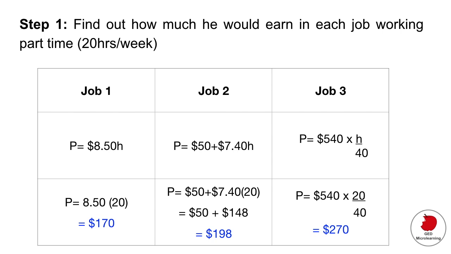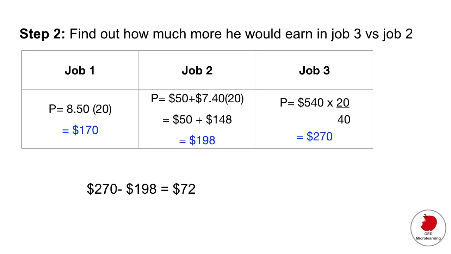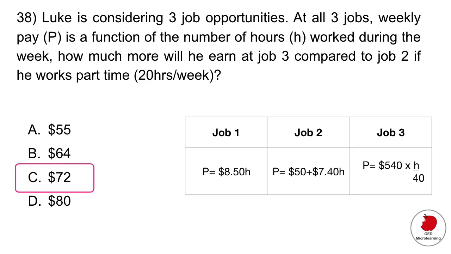And the question specifically asks us how much more money he would earn in job 3 versus job 2. So all you have to do in this second step is just subtract the amount that he earns in job 2 from the amount he earns in job 3. That gives you a $72 difference, which is option C.